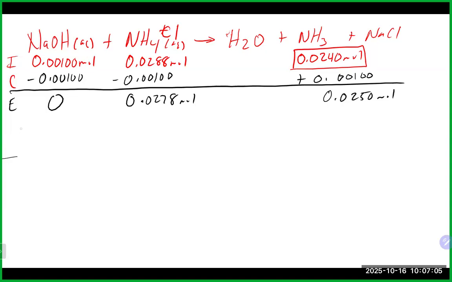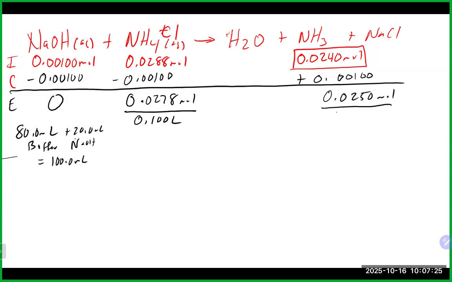In this case, we had obviously 80 milliliters of our buffer, and to that we added 20 milliliters of our base. And that means our total volume at this point is 100 milliliters. So we're going to divide each of these by 0.1 liters, which obviously is 100 milliliters converted into liters. And that's going to get me here.